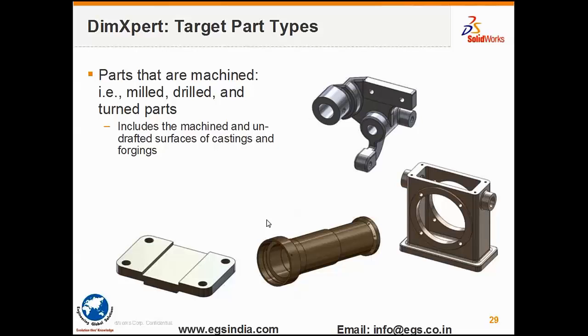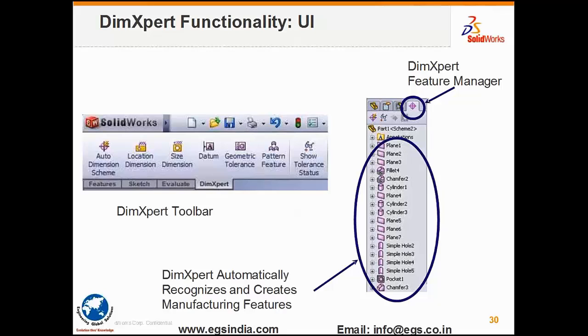Now, typically some of the parts are machined, some of the parts are cast and machined, with surfaces which need to be controlled in industrial design, machined components, and forgings, where drilling, milling and turning are all parts of the manufacturing activity. GD&T with DimXpert beautifully fits into the scheme of things there.